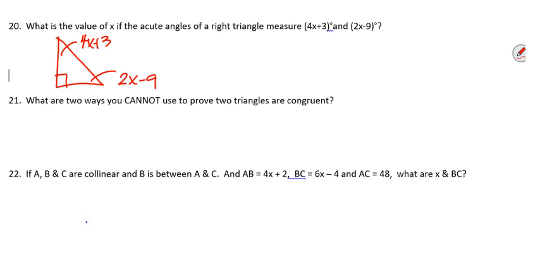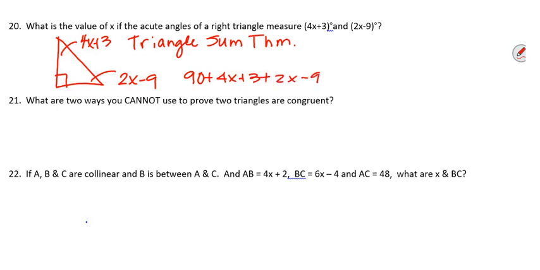So this is, again, the Triangle Sum Theorem. And I'm pretty sure you're going to have to write that on the test. There's a couple ways I can do this. I could say that 90 plus 4x plus 3 plus 2x minus 9 equals 180. Or I could just start out by saying that these two have to add up to be 90. So I could have said 90 equals 4x plus 3 plus 2x minus 9. And I like to do things the shorter way, so that's exactly what I'm going to do.